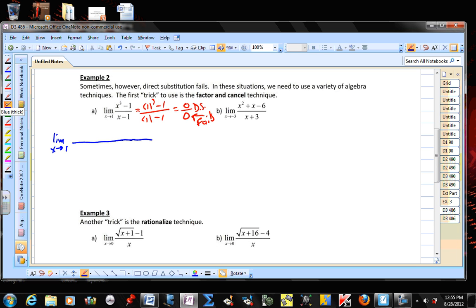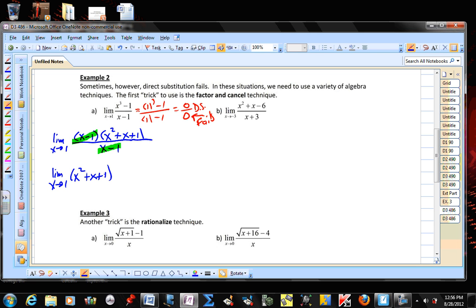Now we need to use one of our algebra techniques, one of our tricks. We can use the factor and cancel. So in the numerator, we have x cubed minus 1. That's a difference of 2 cubes. Factoring this difference of 2 cubes will give us x minus 1 times x squared plus x plus 1, all over x minus 1. Now, the nice thing about this expression is that factoring allows us to take a factor of x minus 1 and cancel another factor of x minus 1. We're left with the limit as x approaches 1 of x squared plus x plus 1.